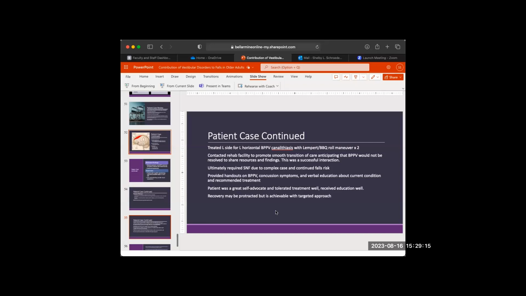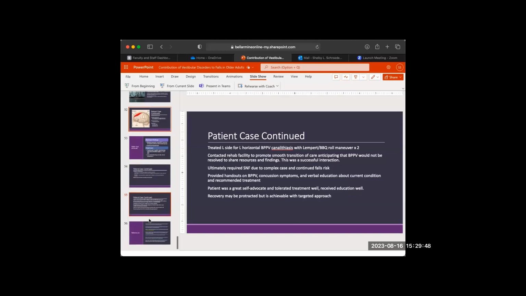So I contacted that rehab facility and talked to the physical therapist that was going to be treating her to promote a smooth transition of care, because I anticipated I wasn't going to be able to fix it before she left. And this was a successful interaction. I provided handouts to her on BPPV, concussion symptoms, and talked to her a lot verbally about what I was seeing. She was a great self-advocate and received the education well and tolerated treatment well. Her recovery may be protracted because of all of the issues, but achievable with a targeted approach.